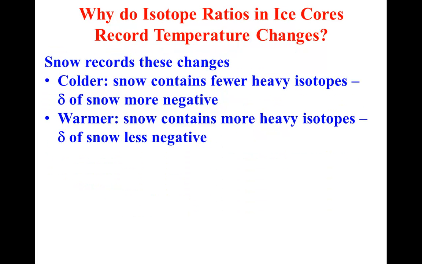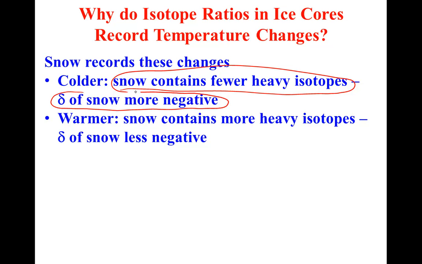So when snow accumulates year after year to make glacier ice, it's recording changes in the isotope ratio as a function of the temperature at which that snow was made. At colder temperatures, the snow contains fewer heavy isotopes. The ratio of heavy to light isotope gets smaller, and our delta value becomes more negative at colder temperatures. The reverse is true at warmer temperatures.